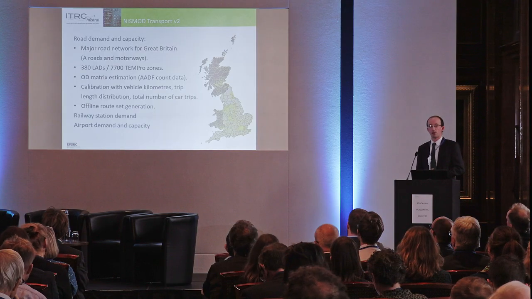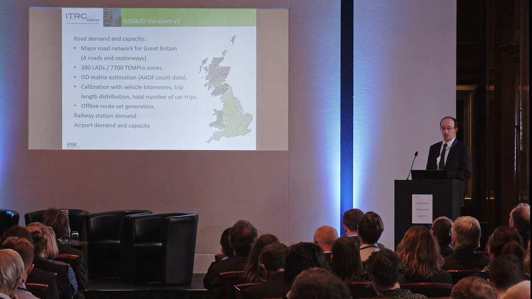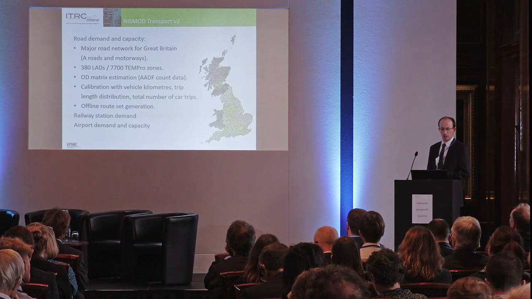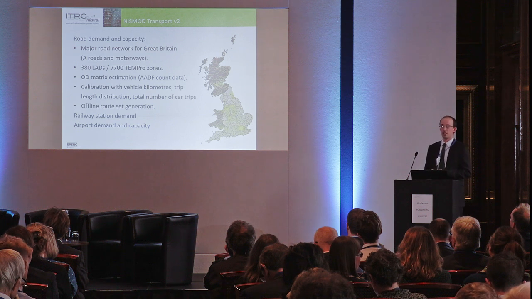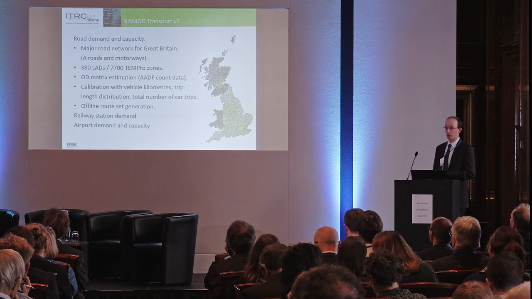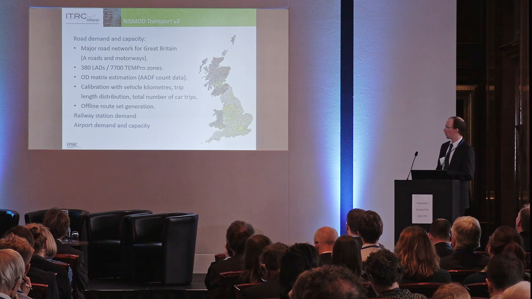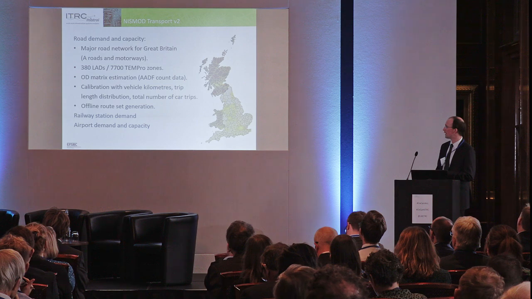So the analysis we've been doing for this project has been undertaken using something called version 2 of the NISMOD transport model. NISMOD, as we've heard already, is the ITRC's National Infrastructure Systems Modelling Framework. Modules in that cover a number of different sectors, including transport. The transport model has three main modules: a railway station demand model, an airport demand and capacity model, and a road demand and capacity model. And it's the road model that I'm going to focus on particularly today, and it's the road model that has been used most extensively in the ARC analysis.